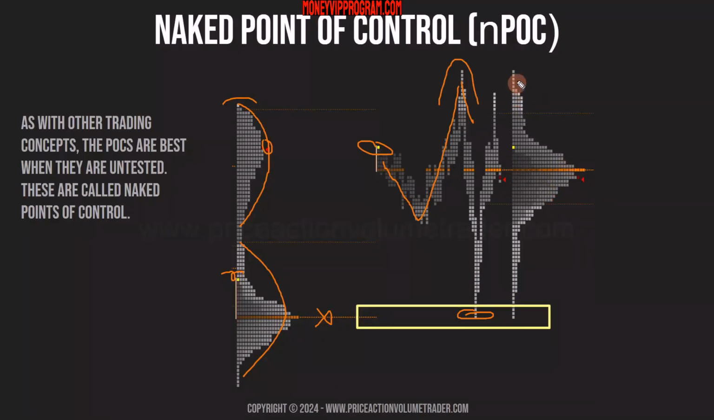And then you can see we actually ended up with a pretty balanced profile here. Two big excess wicks on either side, and just the main value area all concentrated around the middle part of it. But you can see how the naked points of control are very important areas to target for prices.